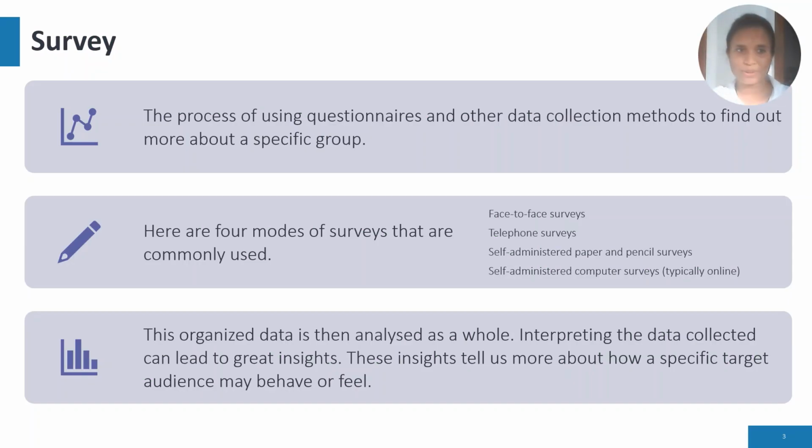First, let's talk about surveys. A survey is a process of using questionnaires and other data collection methods, as I mentioned before. So it finds out more about a specific group of people. Here are some modes of survey that are commonly used. The first one is the face-to-face survey. It is very common. And there are telephone surveys, self-administered paper and pencil surveys, and self-administered computer surveys, which are usually conducted online.